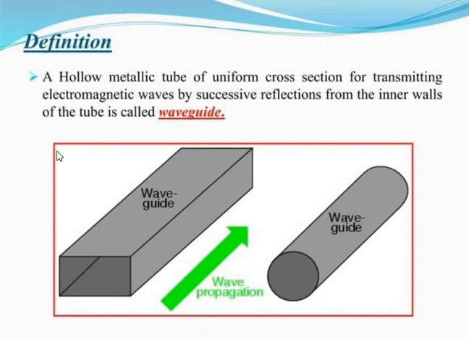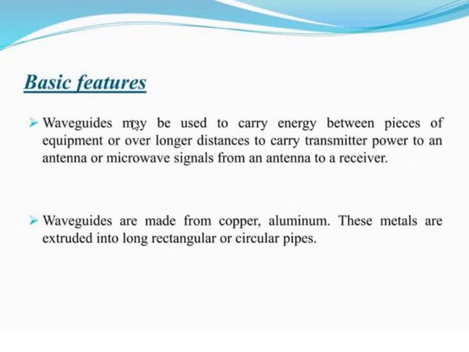And we have to know what is a waveguide. The hollow metallic tube of uniform cross section for transmitting electromagnetic waves by successive reflections from inner walls of the tube is called a waveguide. The basic features of waveguides may be used to carry energy between pieces of equipment or over longer distance to transmit power to an antenna or microwave signals from antenna to receiver.